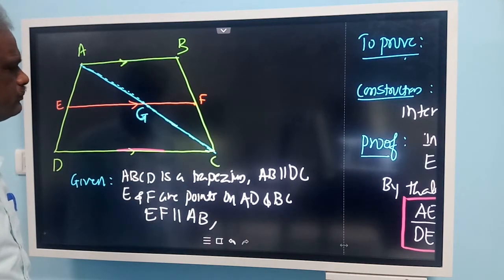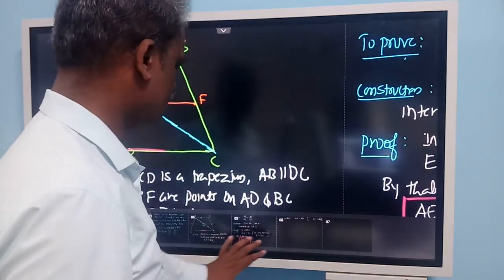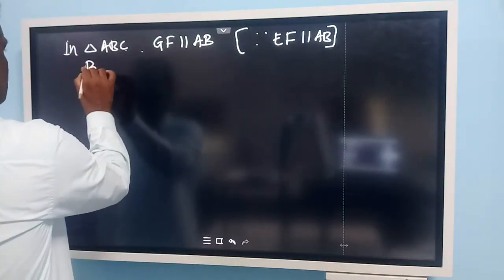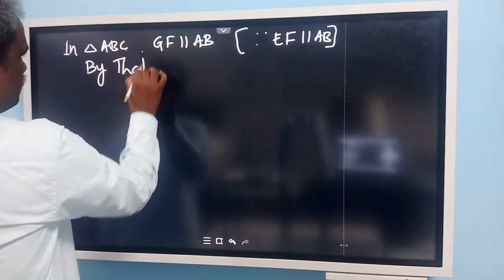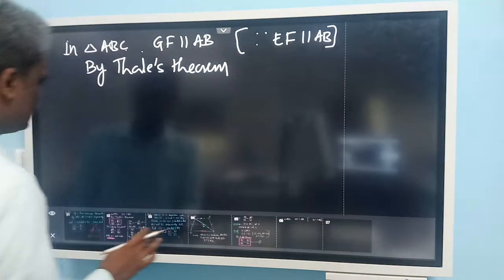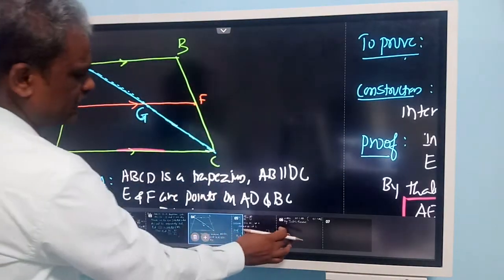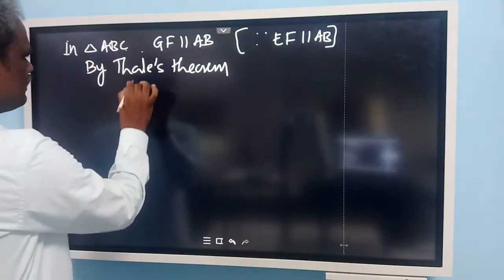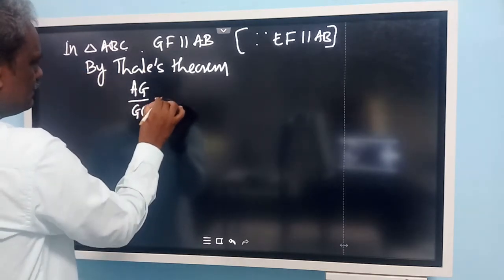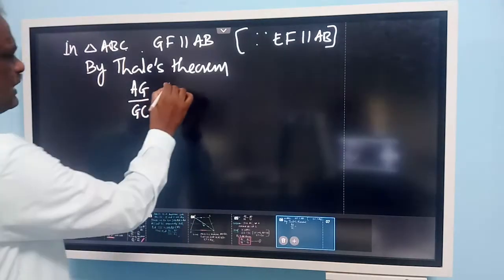AG by GC equals BF. Yes, you are right, so you can apply Thales theorem. By Thales theorem, again you look at this: AG by GC is equal to BF by FC. So you can write here AG by GC is equal to, what is that? AG by GC is equal to BF by FC.